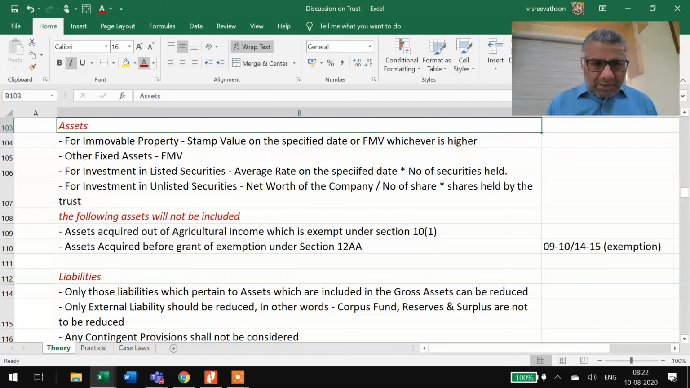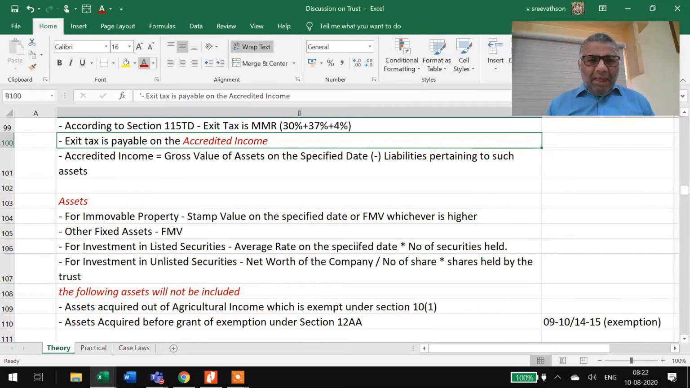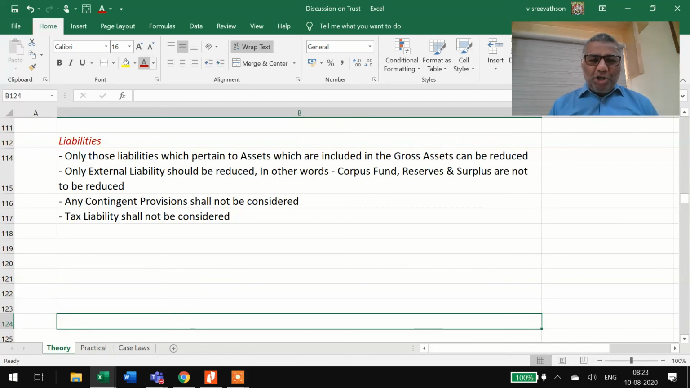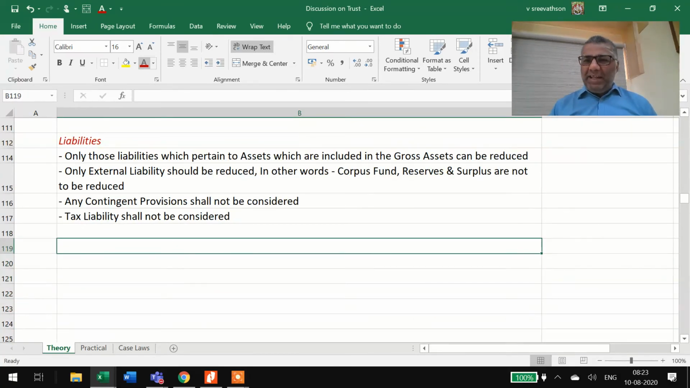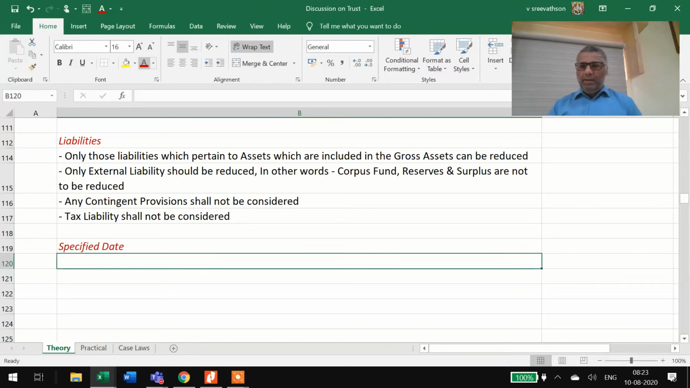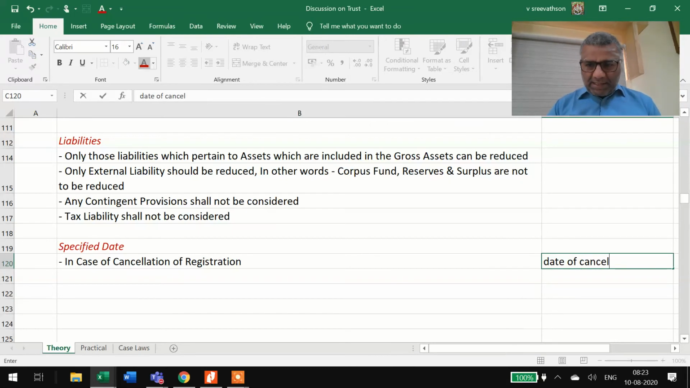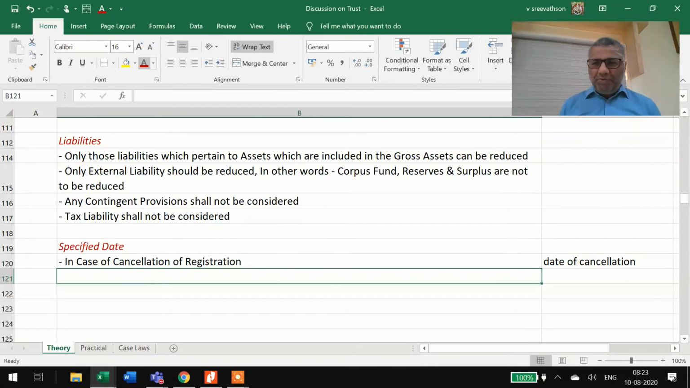Okay, friends. So everywhere I have been using this word called specified date, specified date, specified date. What is that? In case of cancellation of registration, the date of cancellation. Have it as two different columns, easy. That will not be a question, but still.